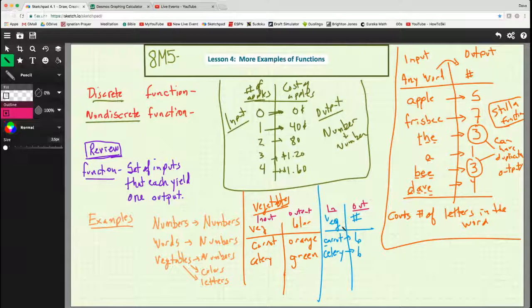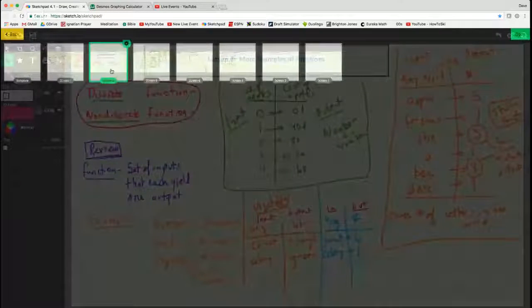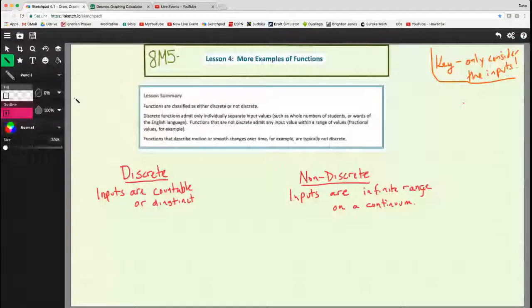So again, we're talking about functions. Now, we're going to move on, and we're going to cover in a second here discrete and non-discrete functions. But I just wanted to remind you what functions are. Okay, moving forward. Now, we're just going to jump right to the lesson summary. This is the lesson summary at the back of 8M5, lesson 4. And it says functions are classified as either discrete or non-discrete, not discrete. Discrete functions admit only individually separate input values.